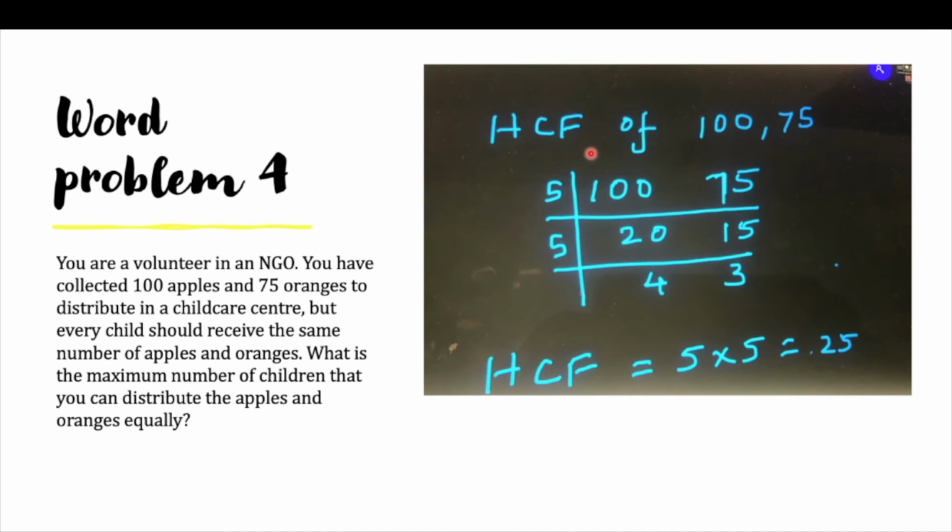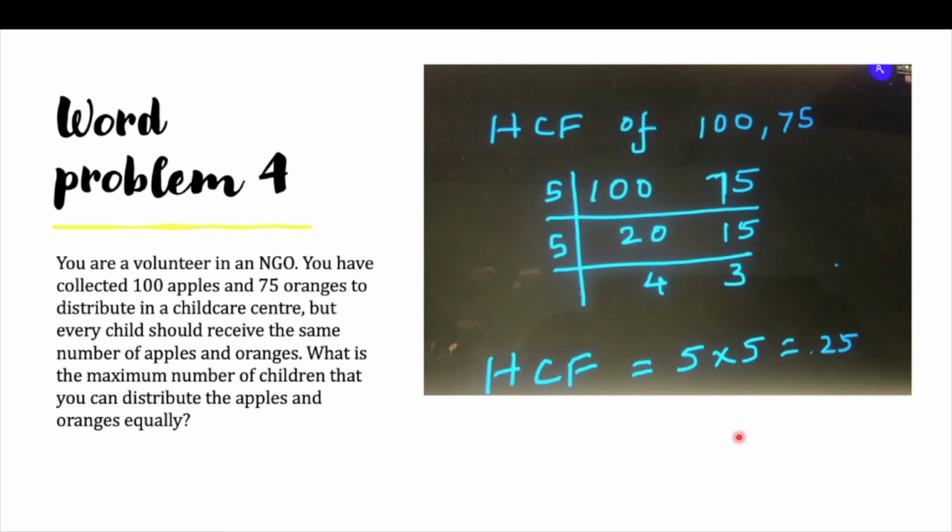So yeah, if you have worked out the HCF, you're absolutely correct. So you have to go ahead and find the HCF of 100 and 75 because you want to distribute the apples and oranges equally and you want to distribute to the maximum number of children. So you have to find the highest common factor so that you can distribute equally. So you are getting the HCF as 25.